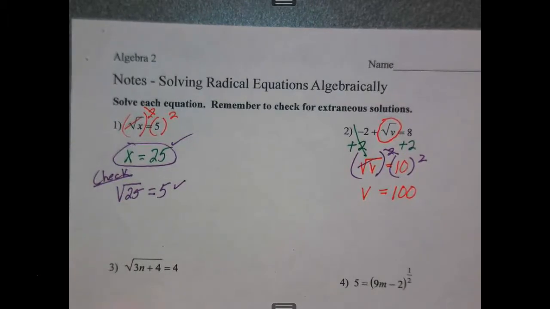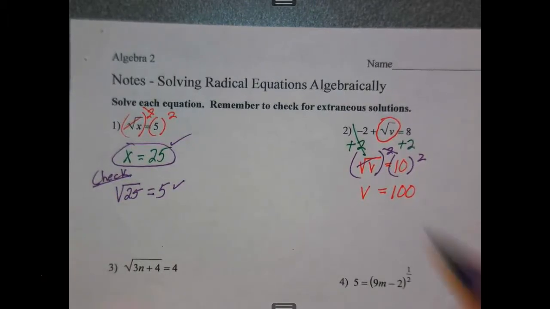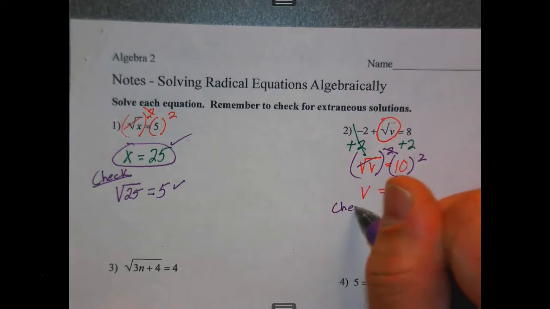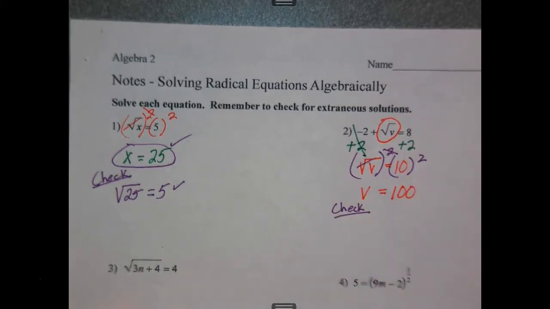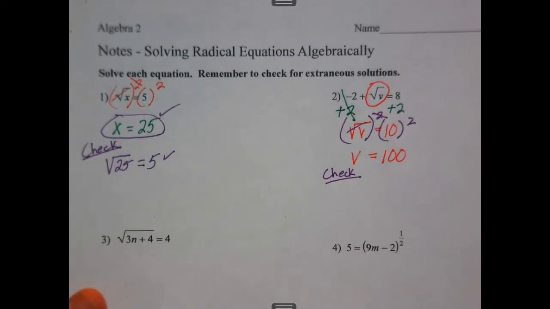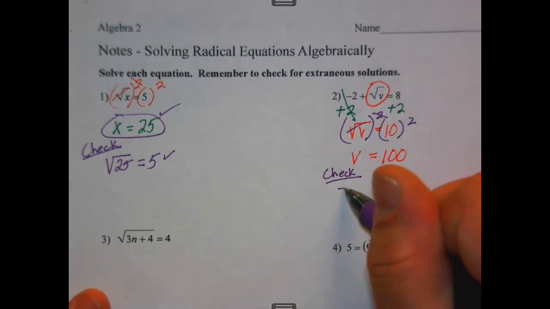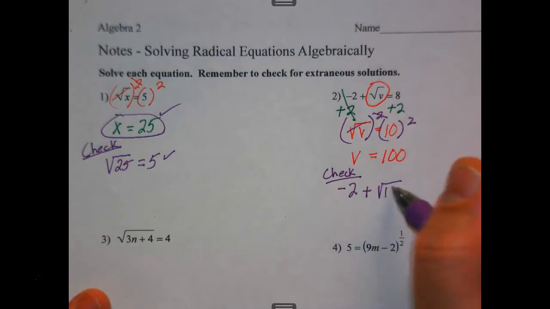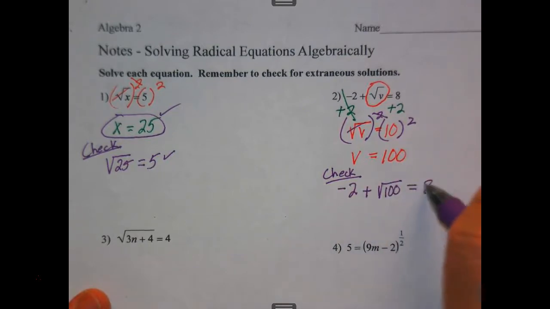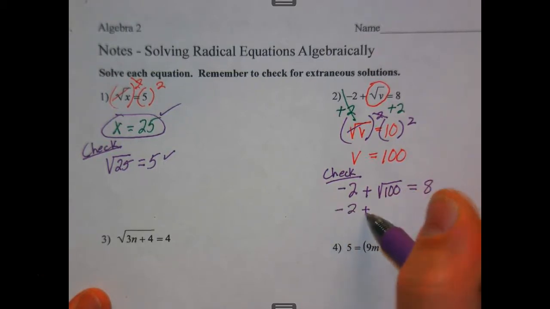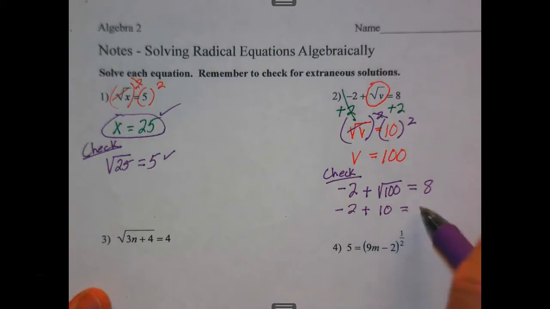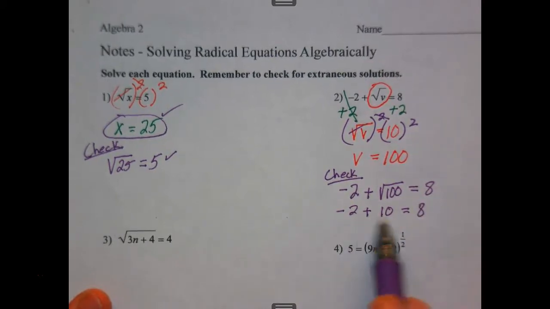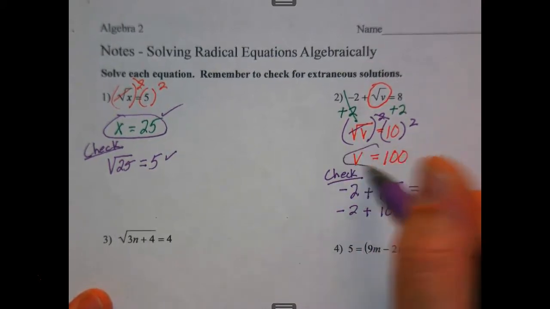I have to check my answer, make sure it's not an extraneous solution. So I go back to my original equation. Negative 2 plus the square root of v, where v is 100. Does that equal 8? Well, negative 2 plus the square root of 100 is 10 minus 2. Does that equal 8? And sure enough, it does. So I know this checks.